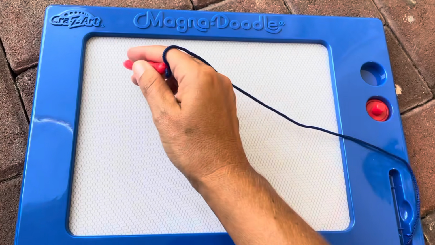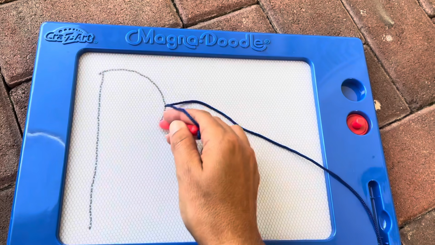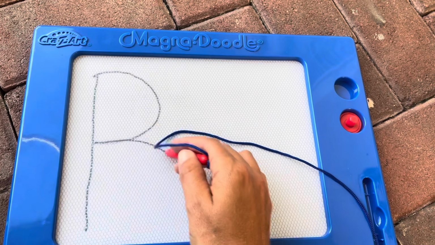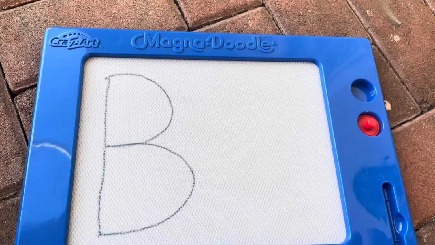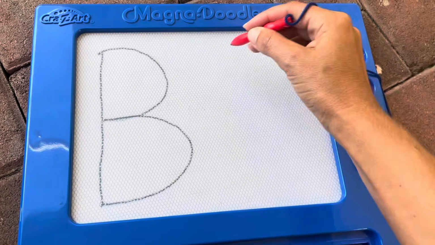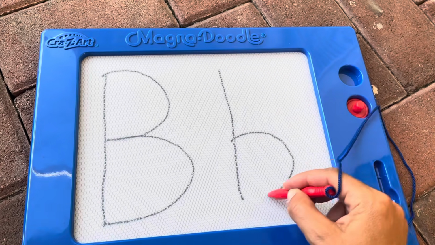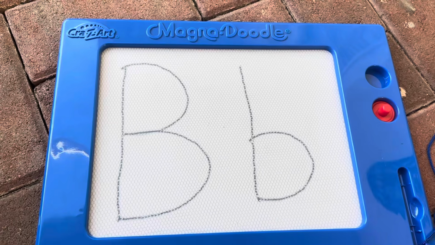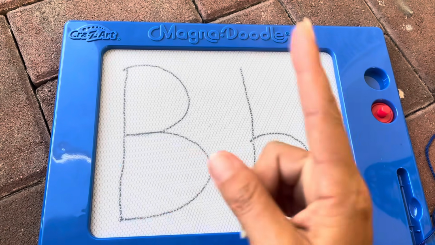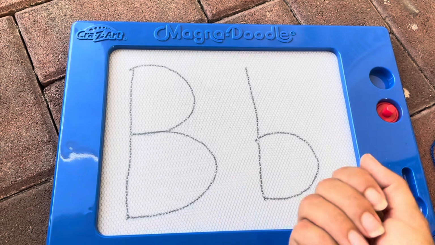Let's do the letter B. Down, cross, a bump, and then another bump. That's a capital B. Now let's make a lowercase b. Straight line down, and then bring a bump like that. Great job. That is a capital B and a lowercase b. And B says B, like in the word baby.